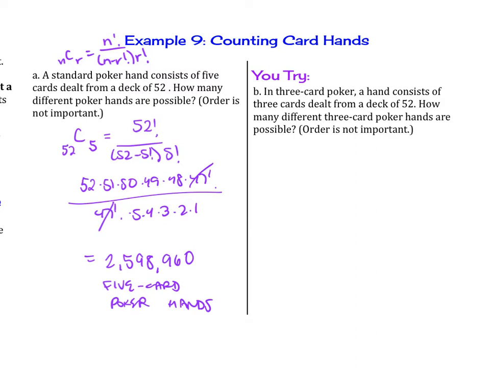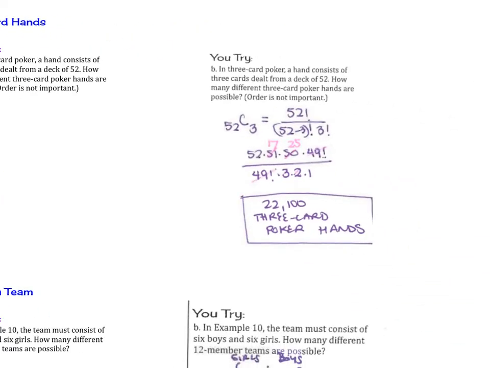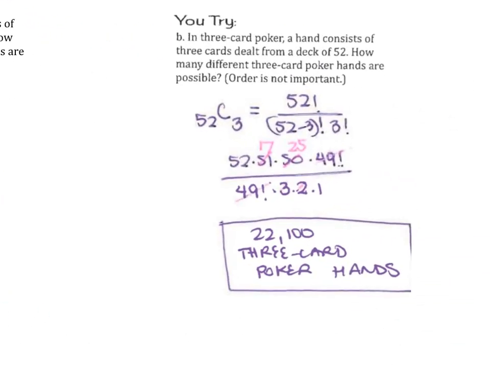Try this example, letter B. In a 3-card poker game, a hand consists of 3 cards dealt from a deck of 52. How many different 3-card poker hands are possible? Trying this out, there's 52 and you're choosing 3 from that 52. So it's 52 factorial over 52 minus 3 factorial times 3 factorial, and you'd find there are 22,100 3-card poker hands.